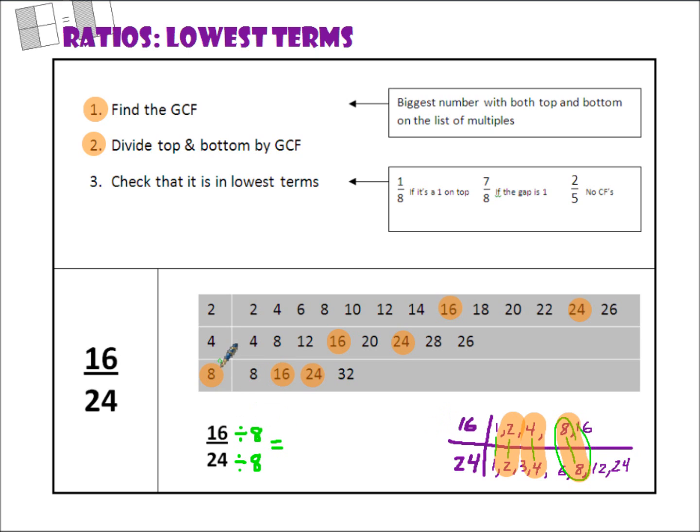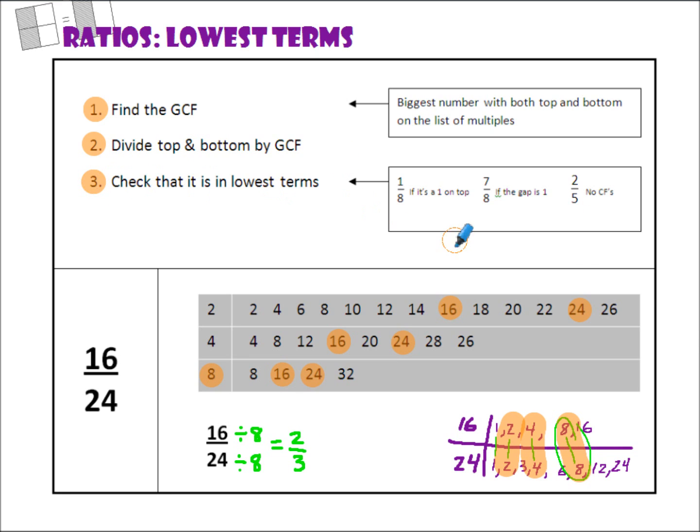16 divided by 8. I can use my multiplication chart. 8 will go into 16 2 times. And 8 will go into 24 3 times. So 2 to 3, I've reduced my original ratio to, and now we can go on to step 3.